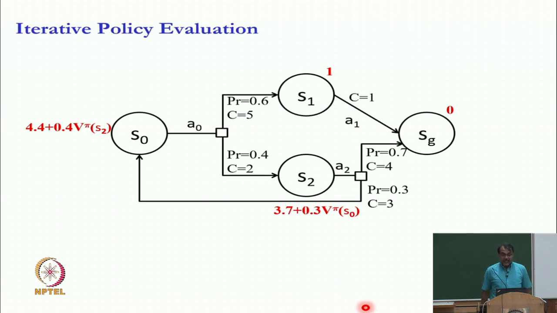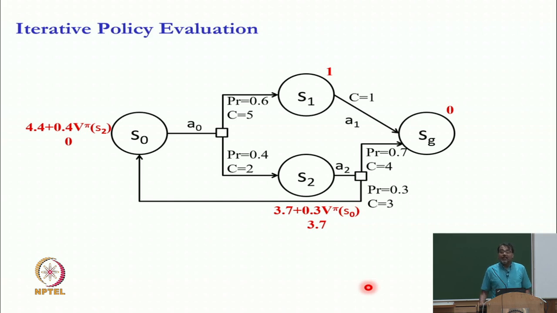Now, a simple way to do this is that I randomly initialize these values. So, I just say S0 is the goal, it has value 0. But if I know S0, then can I compute S2 using this second equation, 3.7 plus 0.3 times this? What is my new value for S2? 3.7. Now, something happened.